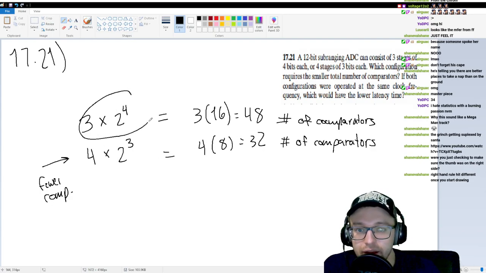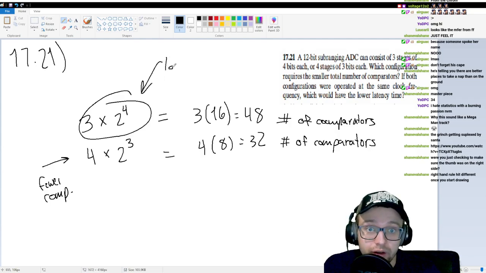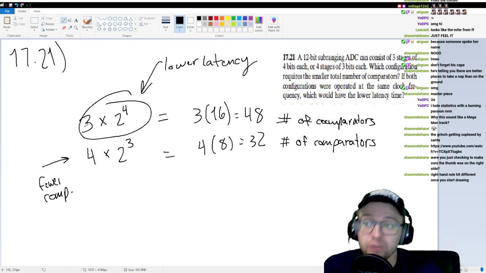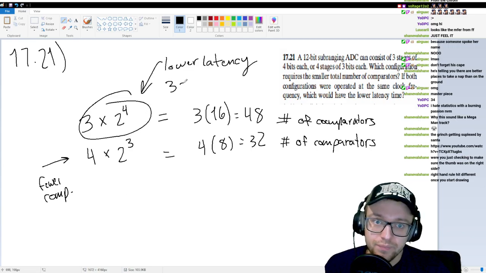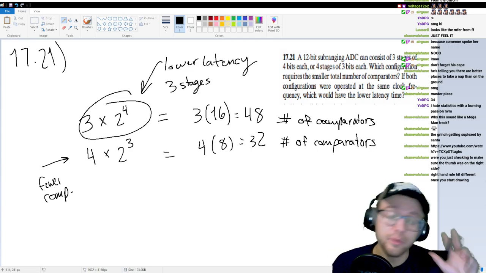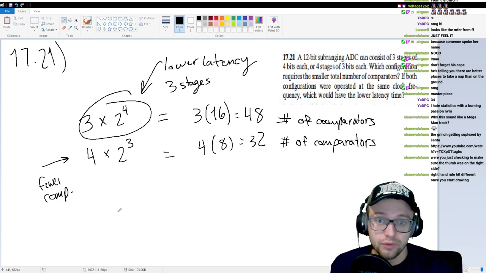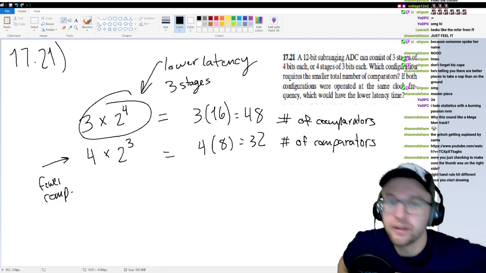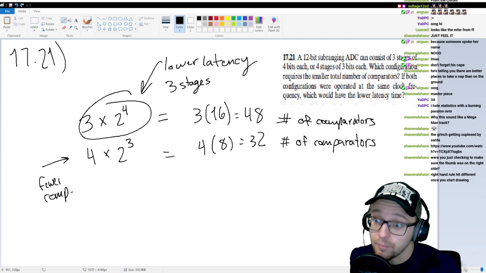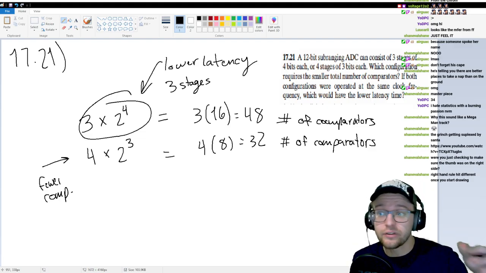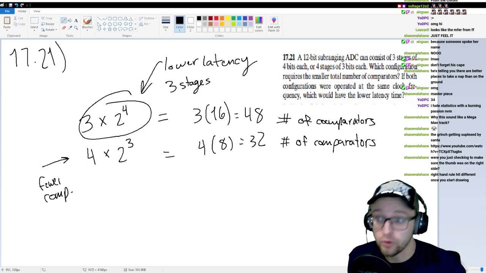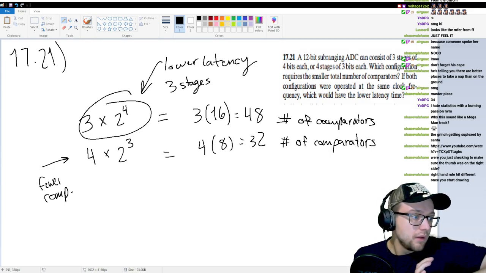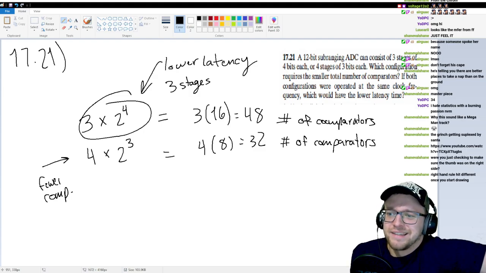I think this guy is going to have lower latency, because it has fewer stages. 3 stages. So there's only 3 calculations that need to be made versus 4. So while there are more comparators, there's only 3 stages, meaning that if they're operated at the same frequency, each stage is gonna take the same amount of time. As a result, the one with 3 stages is gonna take less time than the 4-stage one, but it's gonna have more comparators. So yeah, that's really straightforward and easy.